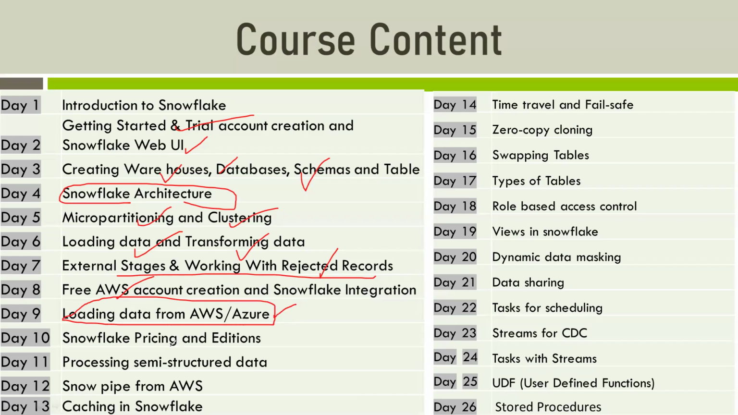What is Snowflake pricing and editions? How to process semi-structured data? What is Snowpipe? What is cache? What is the time travel option? Here I want to take my historical data within 90 days. There is an option called time travel. So you have created one table and the data is deleted after 5 days.